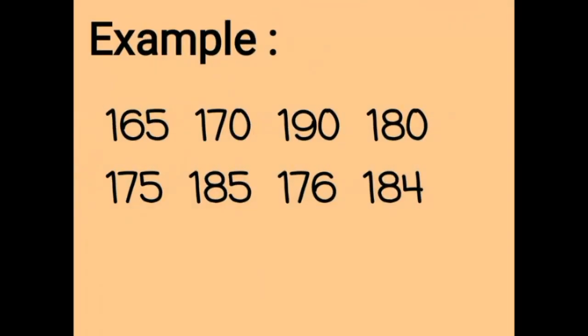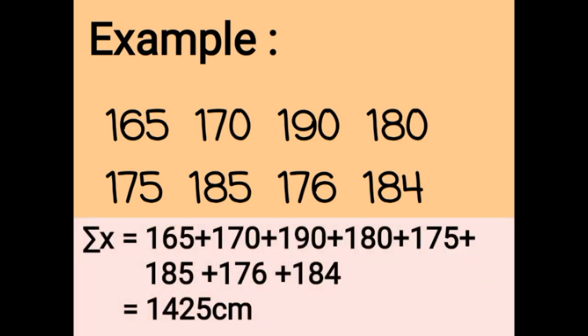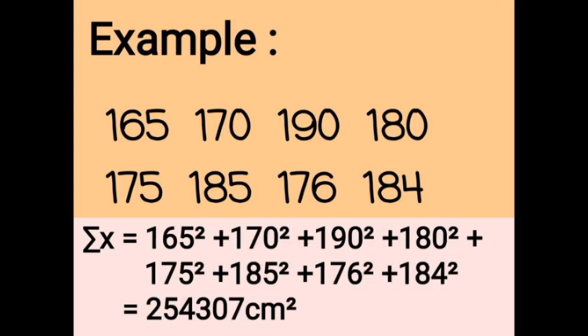So let's take this example. Work out the variance for this data set. Here, the heights of 8 students in centimeters are measured. So this is an ungrouped data set. Now to calculate the variance, first let's add all the data values together. Then the total is 1425 centimeters. Now let's find the total of the squares of each of these data values.